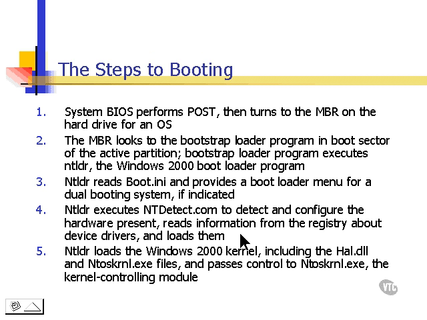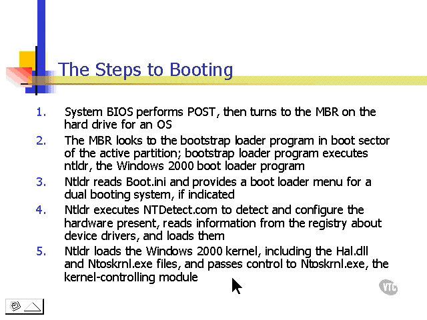Then NTLDR loads the Windows 2000 kernel, including the HAL.dll, that's the hardware abstraction layer, and the NTOS kernel.exe files. And then it passes control to the NTOS kernel.exe and the kernel controlling module. So it's much like NT 4.0, whereas NT Loader takes over and continues the installation.